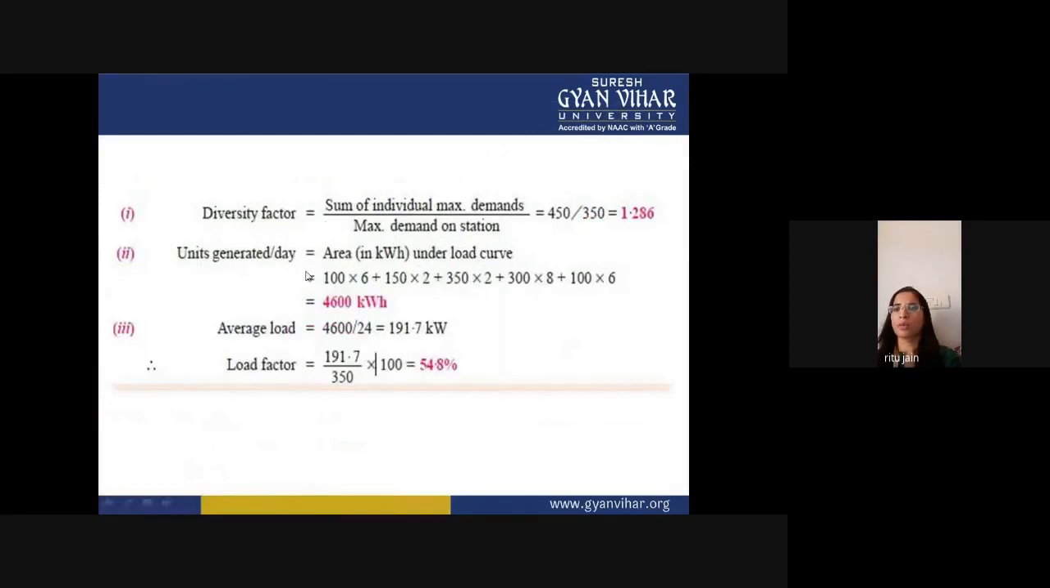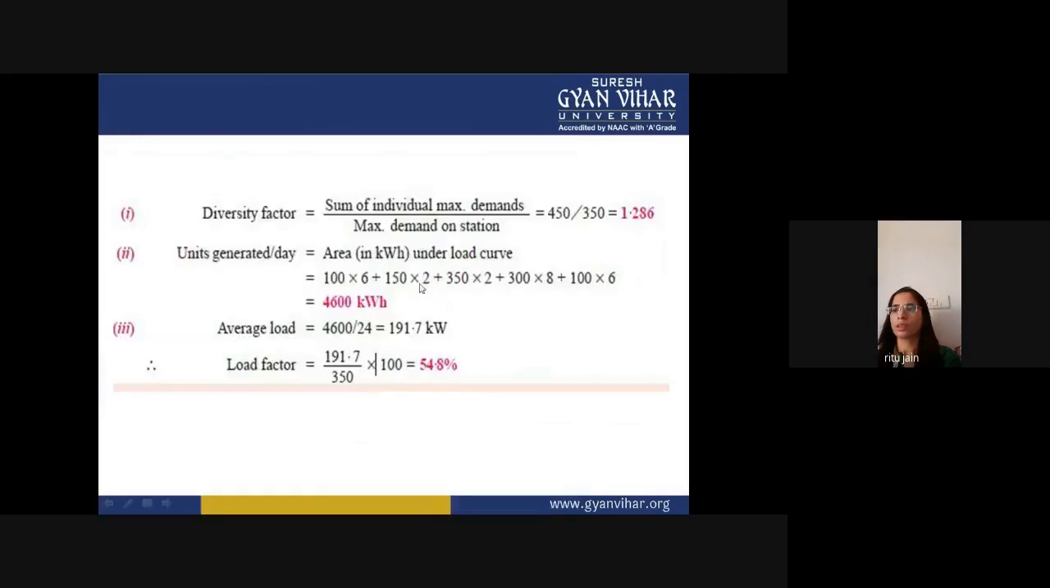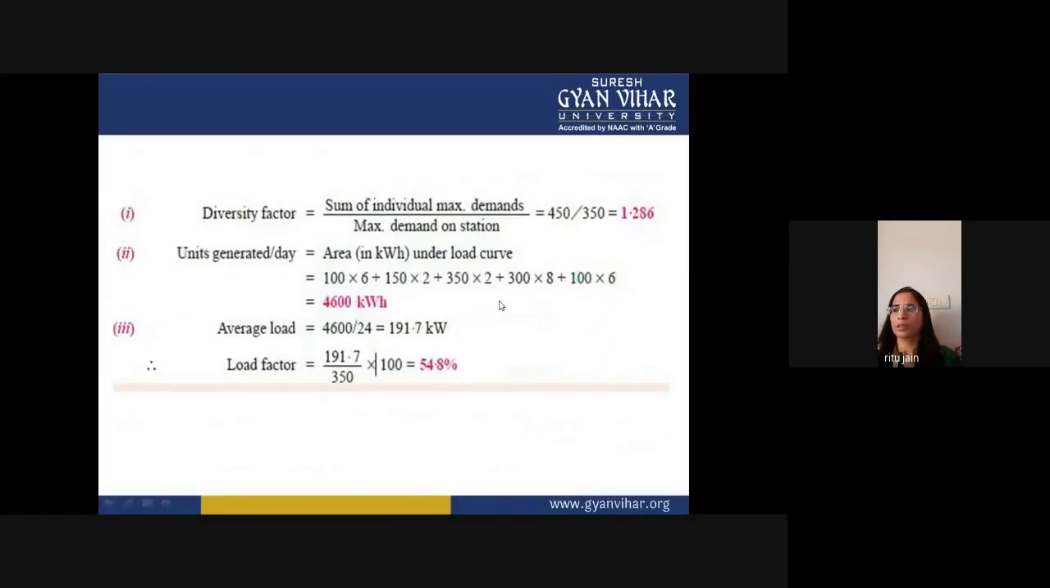So the unit generated per day is the area in kilowatt hour under the load curve. You can easily calculate it: from 0 to 6 hours, 100 into 6. Then for the next 2 hours, this is 150, 150 into 2. For the next 2 hours, this is 350. Then for the next 8 hours, this is 300. Then for the next 6 hours, it is 100. So you will get the unit generated per day equal to 4600 kilowatt hour.